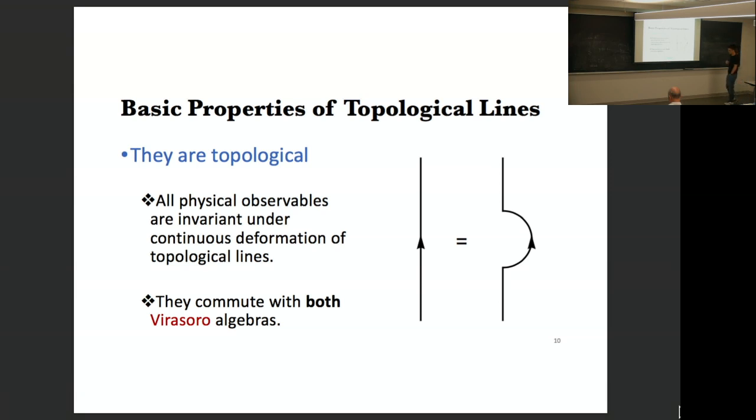So now let me say some basic properties of the topological lines in 1 plus 1D. These are not going to be all the basic properties, but just some selected ones that will be relevant for today's talk. The basic fact is that they're topological, as the name suggests. In particular, that means they commute with the stress tensor in any 1 plus 1D quantum field theory. And that furthermore implies that they commute with both the left and the right moving Virasoro generators.